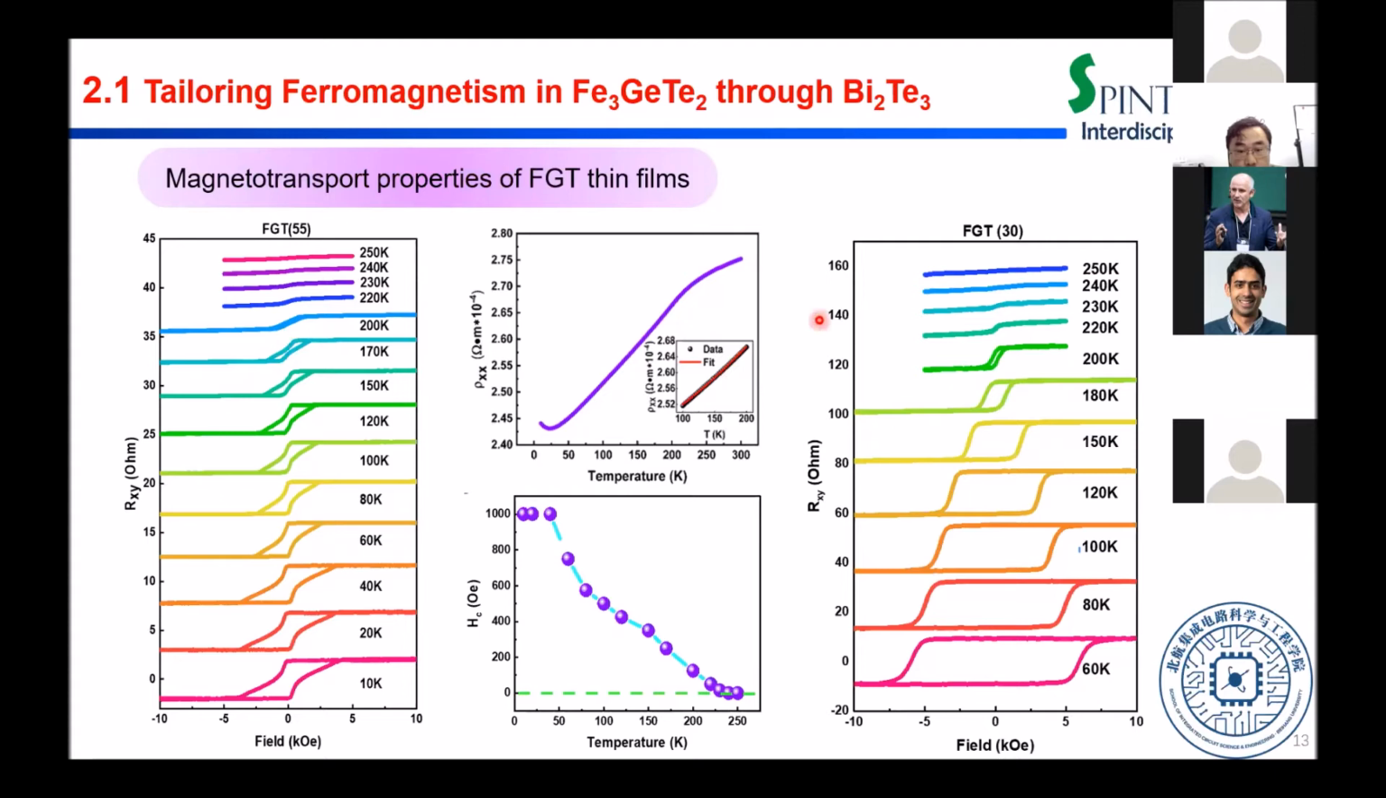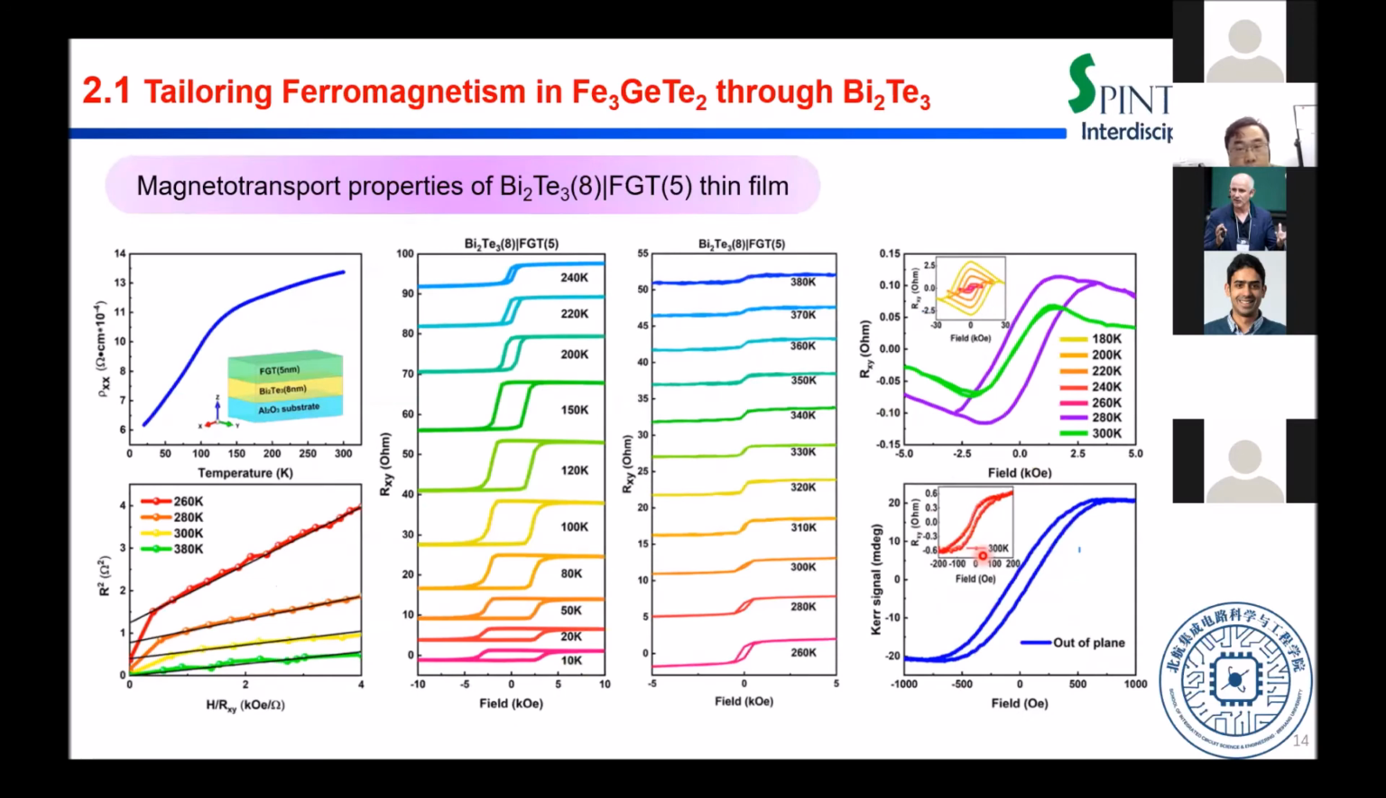Actually, when we make the film thinner, down to 30 nanometer, this domain structure disappears, and it only shows this kind of very square loop. Also, from this loop, you can know that this material has a PMA feature.